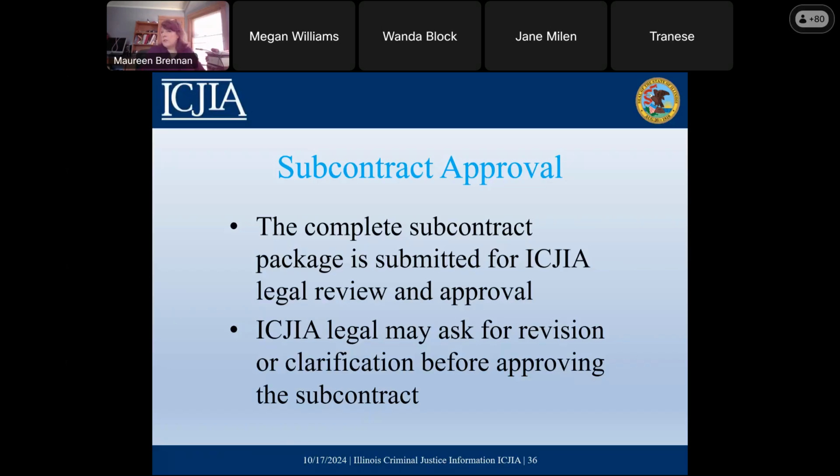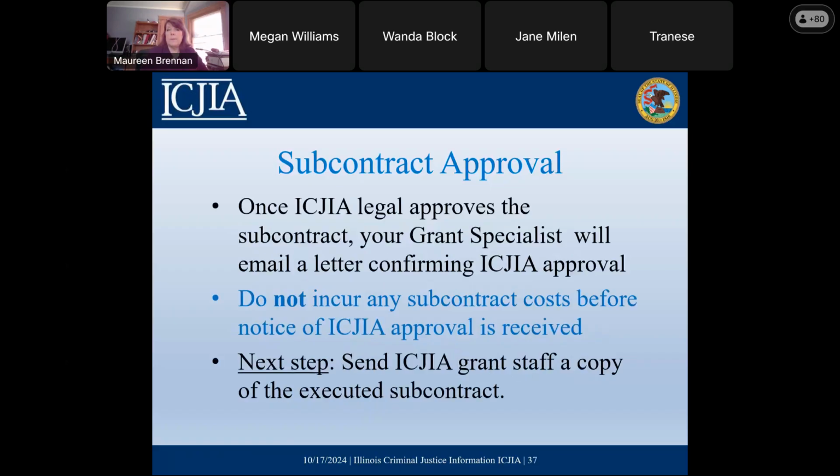Your grant specialist may have some questions or ask for some clarification. Once they're satisfied, they're going to pass it over to legal, and they're going to review it. They may ask for revisions or clarifications before they approve it as well. Once they do the approval, your grant specialist will email you a letter confirming that approval. Hang on to that. You can't incur any subcontract costs before you get that notice of approval. So don't sign the contract, and don't incur any costs until you get that letter of approval.